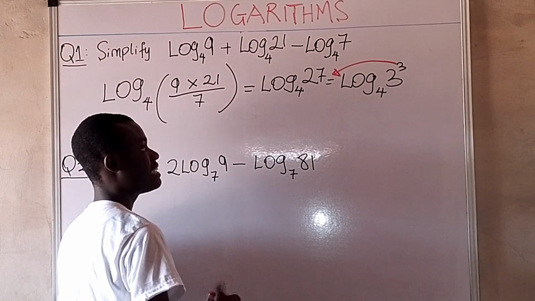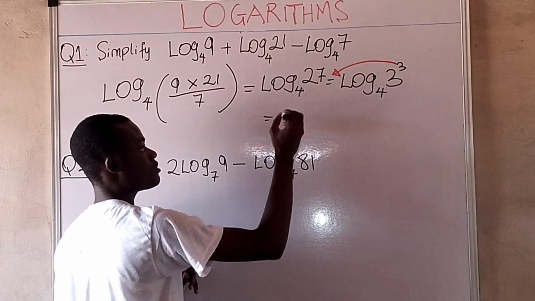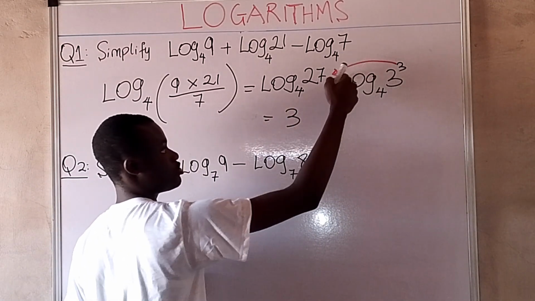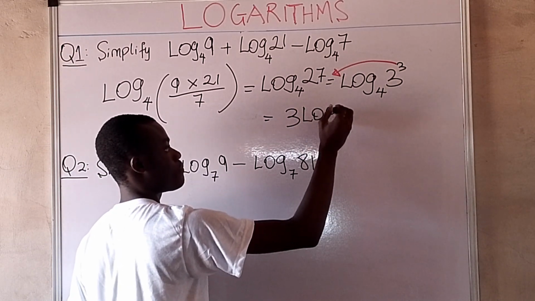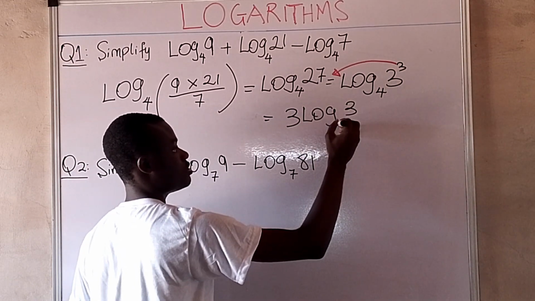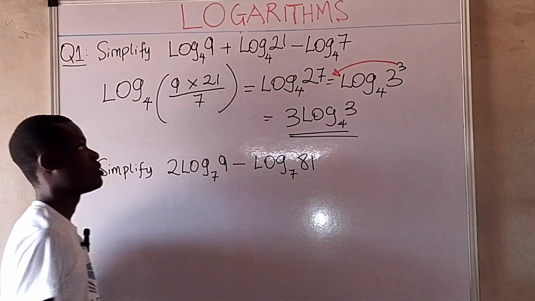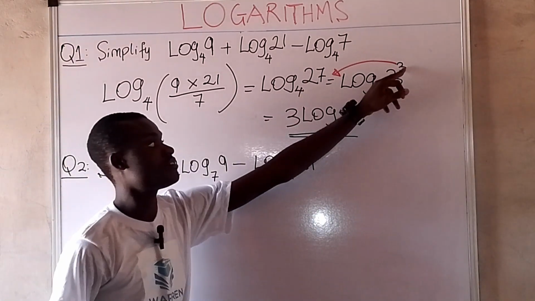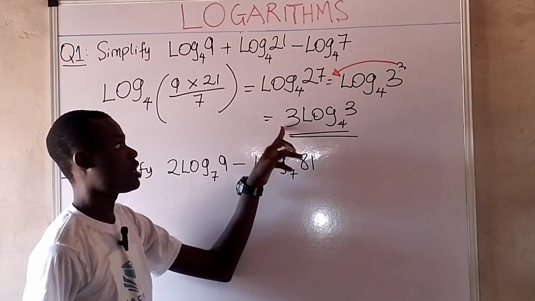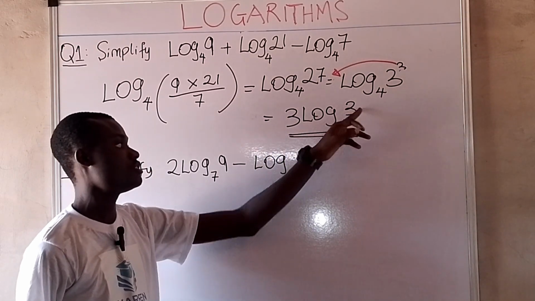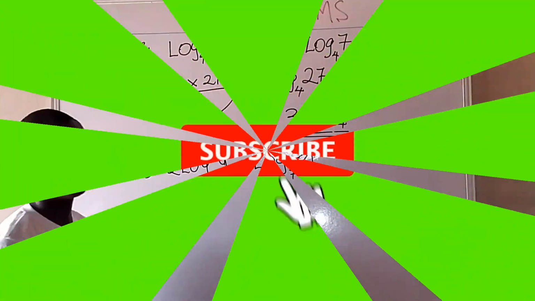So our final answer in this case is going to be, when I bring the 3 to the front, 3 log 3 to the base of 4. So this is the final answer. Because 27 is the same thing as 3 to the power of 3, you can move this 3 to the front of the log and therefore write it as 3 log 3 to the base of 4.